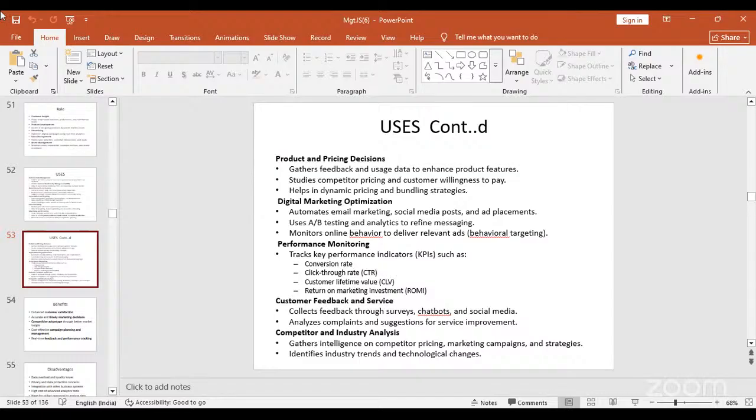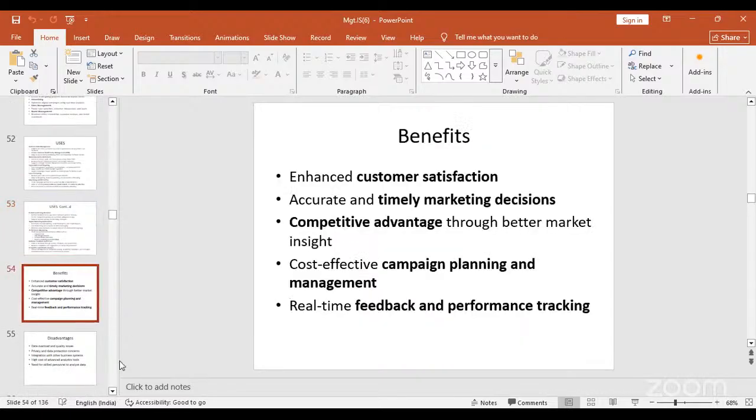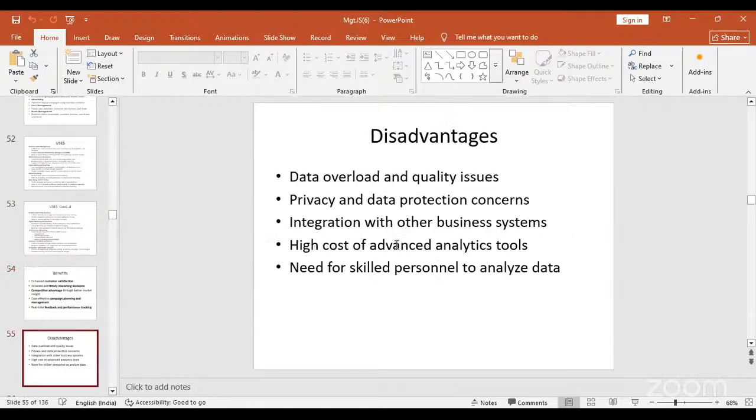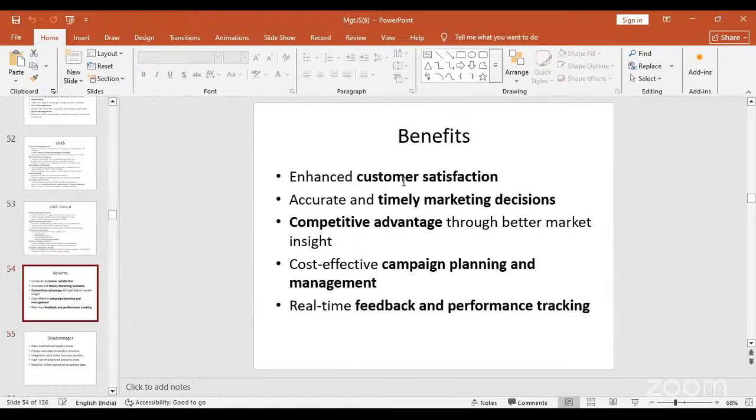Then there are some benefits and also some disadvantages. Benefits are that it enhances customer satisfaction and accurate, timely marketing decisions. Already we have discussed this. Competitive advantage through better market insight, cost-effective campaign planning and management, and real-time feedback and performance tracking are also there. So these are some benefits of the marketing information system.